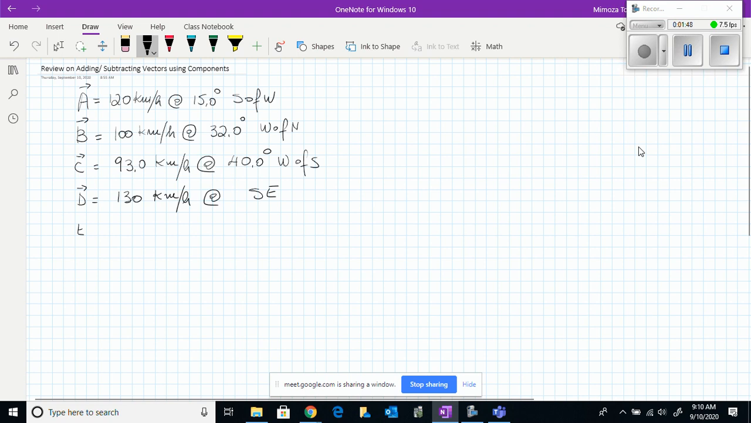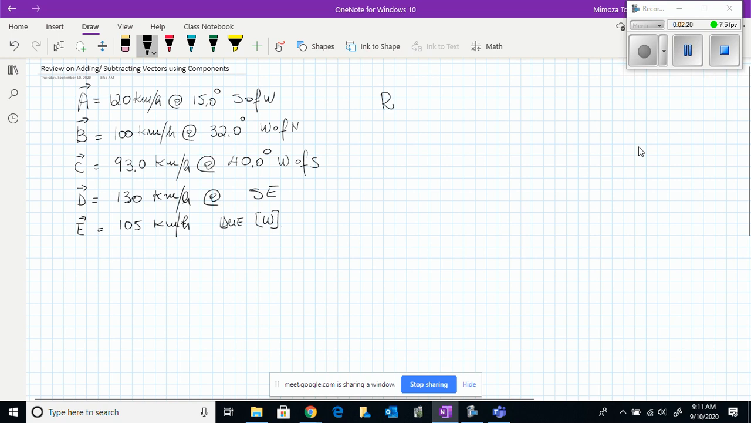Vector D that is 130 kilometers per hour at southeast. And then let's add here a vector E that is going, let's suppose, 105 kilometers per hour and it's due west, let's say. Okay, we'll start by drawing those vectors into the axis.